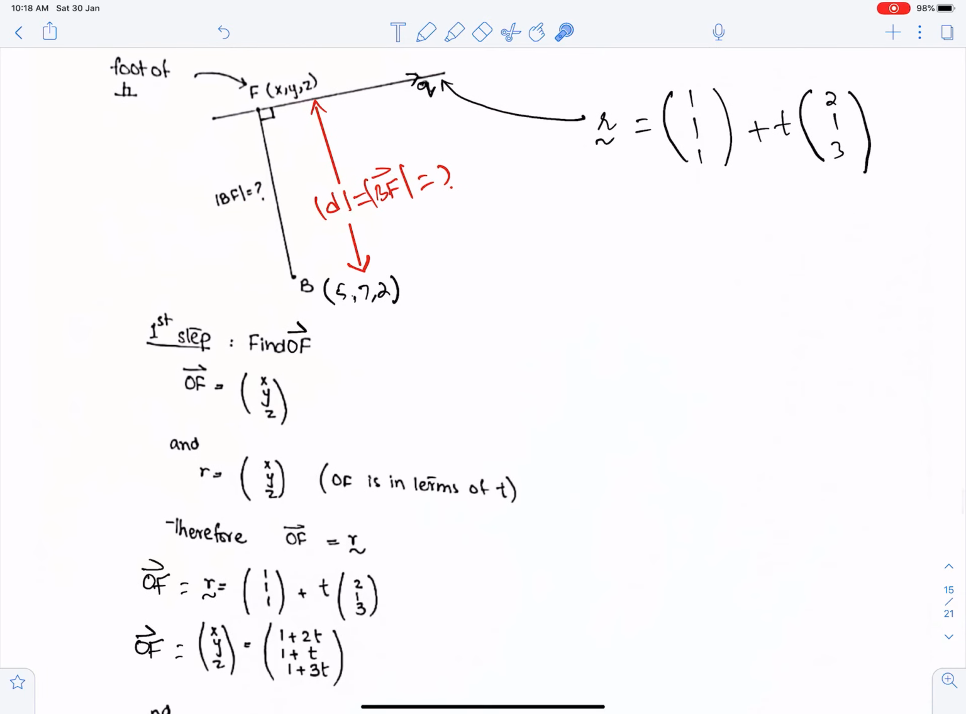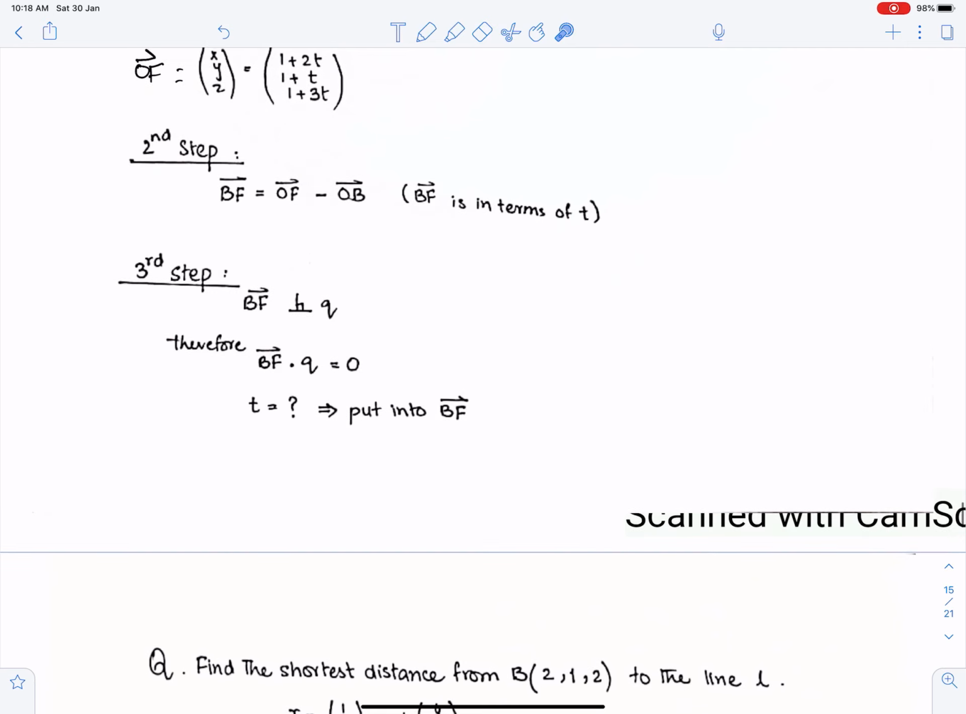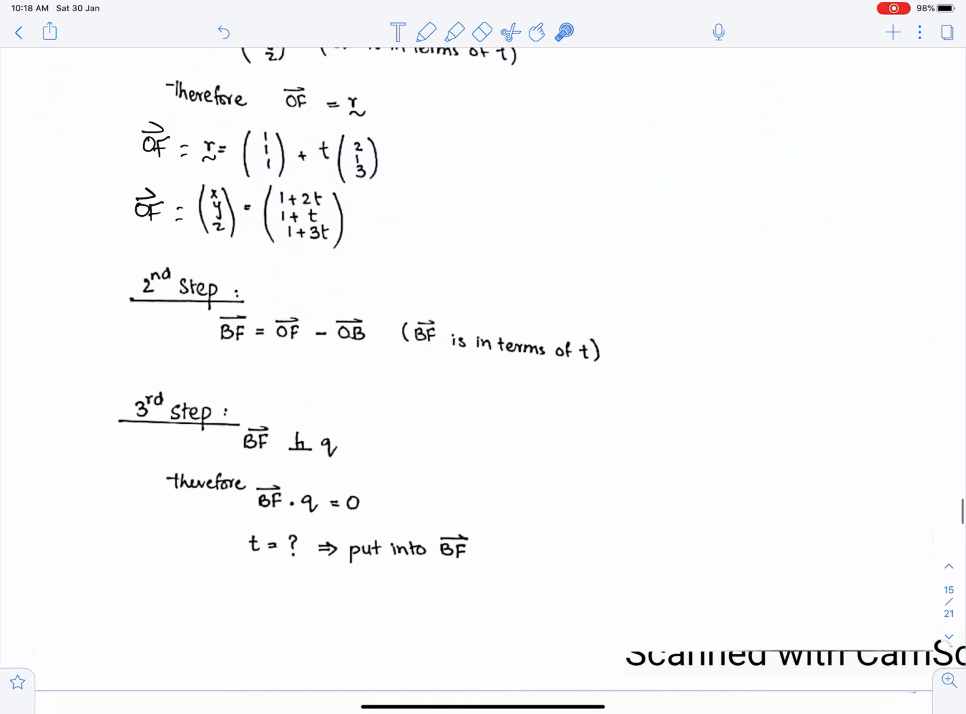See, this vector BF is perpendicular with this vector Q. Therefore, the dot product of these two vectors BF and Q will be 0. We have discussed the dot product in the first lecture that if two vectors are perpendicular, then their dot product is always 0. So for T, this is the step number 3. You are working for T.